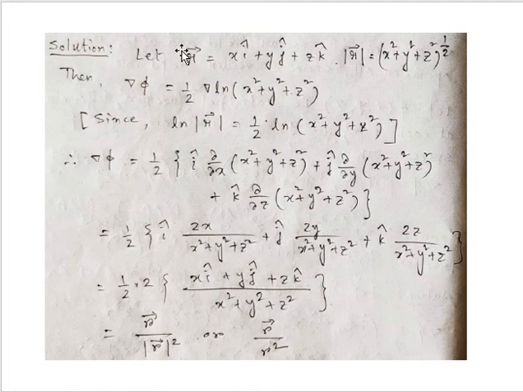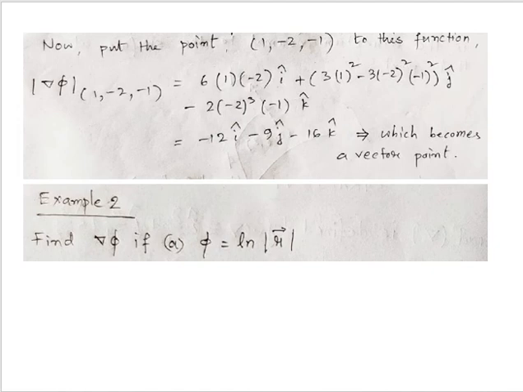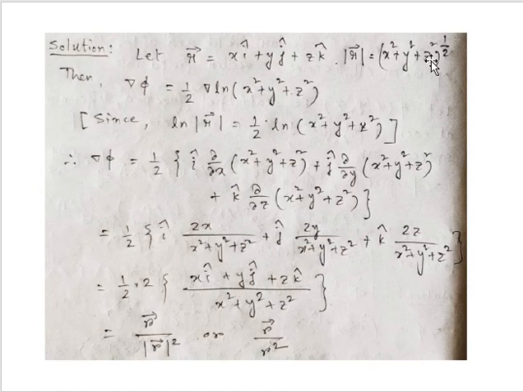Since no specific point of r is given, in general any vector can be considered as xi plus yj plus zk. And since it is mod r, we need to find out ln mod r. So mod of r means root over x square plus y square plus z square, because this is the point. If I take the mod of this vector, obviously it is root over x square plus y square plus z square.